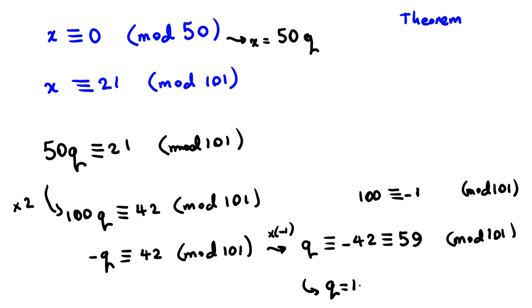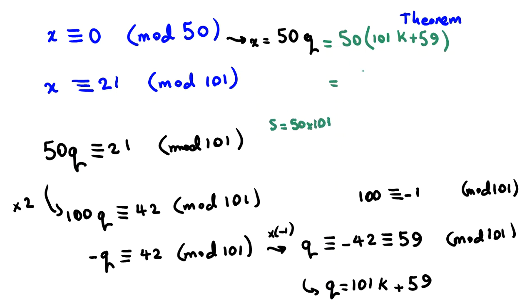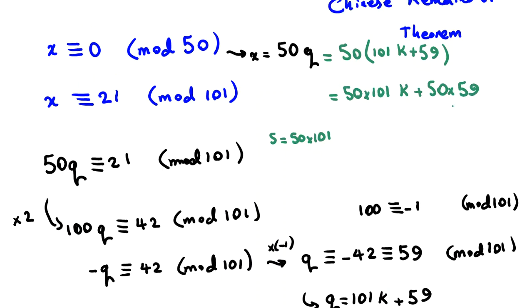Okay, and if I now replace, q is what? Q will be 101k plus 59. And now if I replace it, let me write this with green. X was 50q, it's 50 times 101k plus 59. So it will be 50 times 101k plus 50 times 59. The problem wants what? It wants 50 times 59, the remainder.